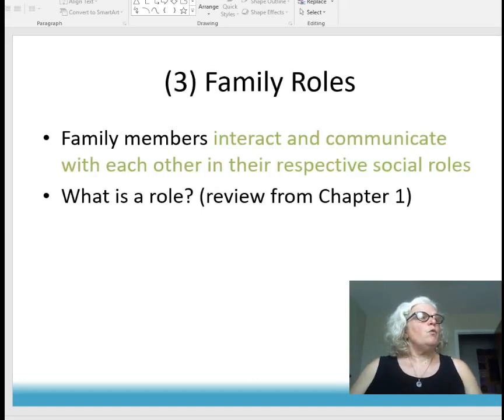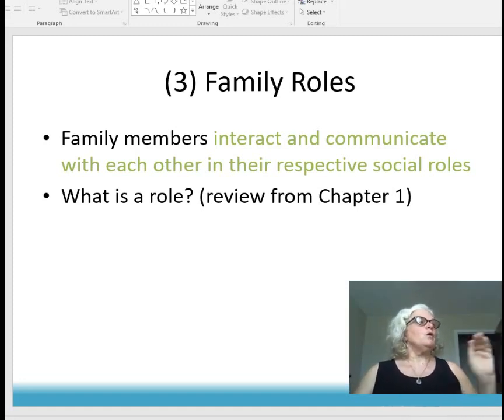The third point of the definition here is family roles: family members interact and communicate with each other in respect to their social roles. So what's a role? You go back and look at the chapter, what role we play, and we talked about mother, father, child, sister, brother, grandparent, what roles come into place that define us.